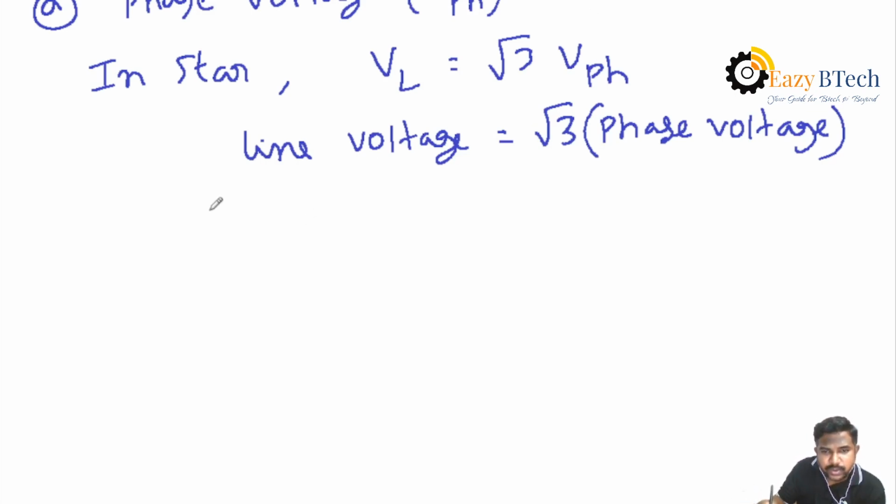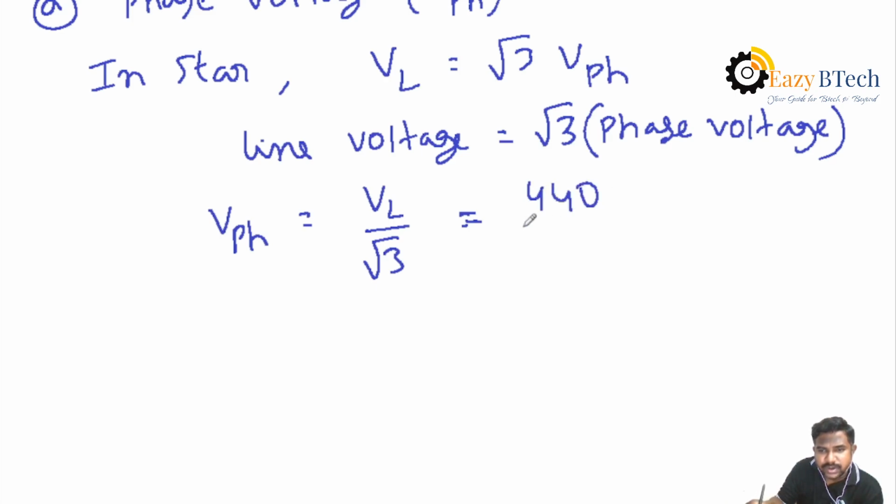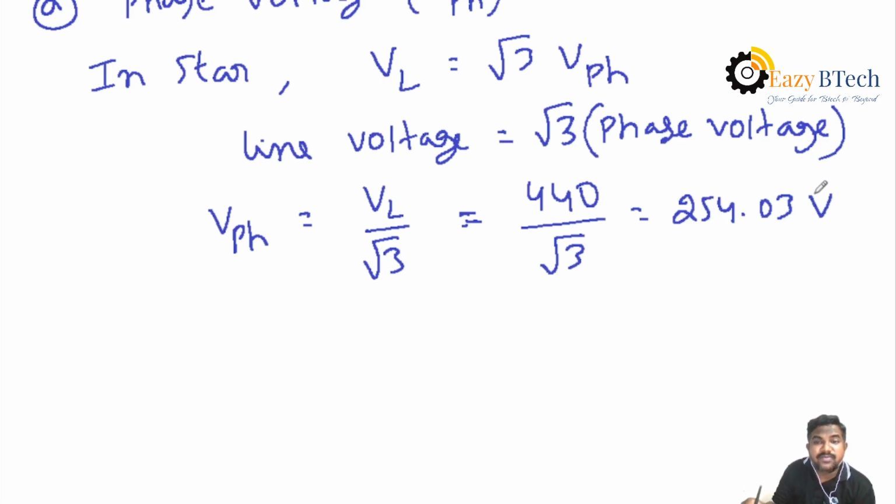But here we require the value of phase voltage only. Then what is the equation? VPH equals VL by root 3. What is the value of VL given in the problem? That is 440 volts by root 3. Then you can simplify the equation, and you will get 254.03 volts. So this is the phase voltage for the given line voltage 440 volts.